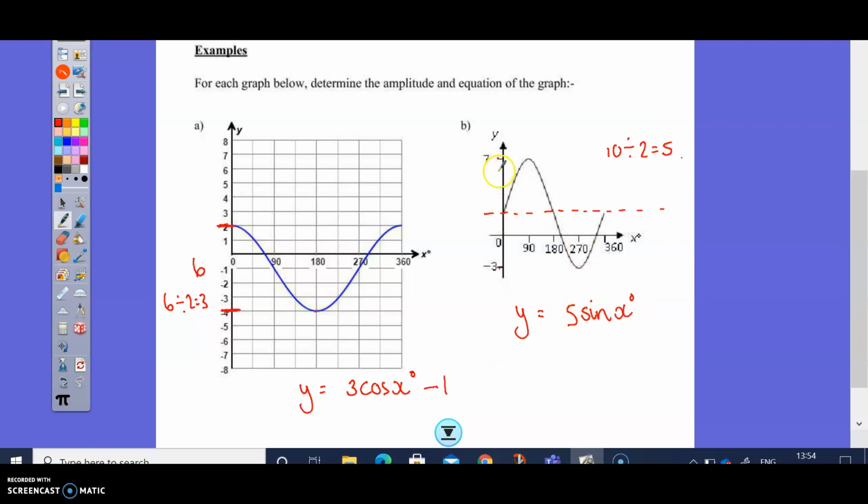Now 5 sine x would normally go up to 5, down to minus 5. But this goes up to 7, so I must need to add on 2.